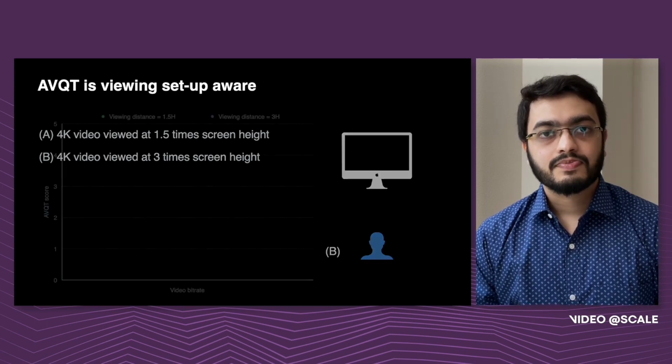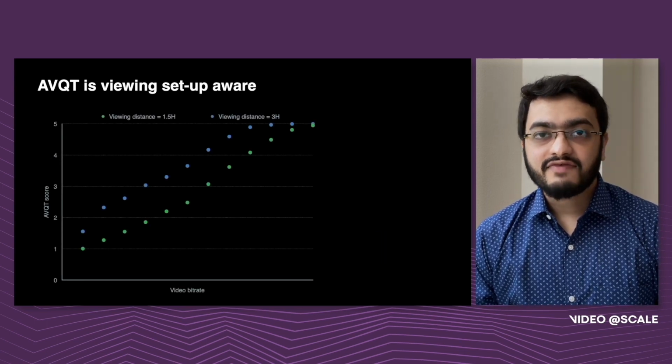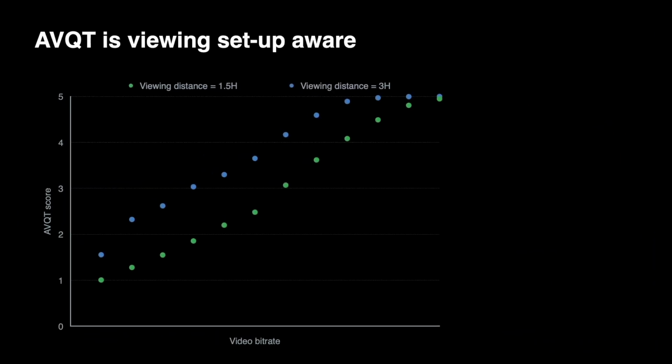And AVQT can capture such trends at different quality levels. The chart here shows that as viewing distance changes from 1.5H to 3H, AVQT scores increase as well. We recommend you go over the README document available with the tool for more information on this.